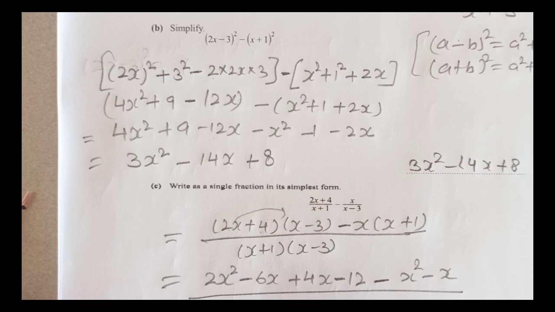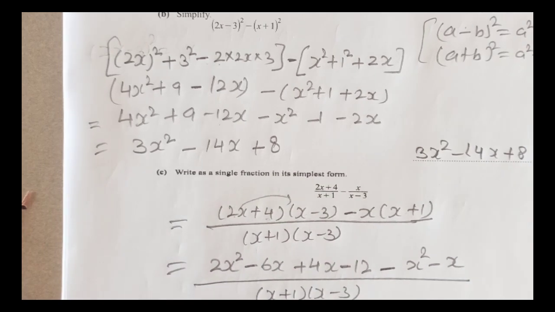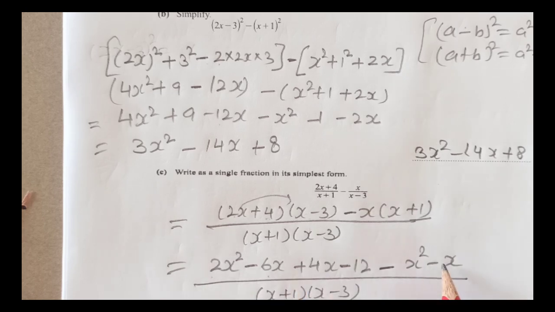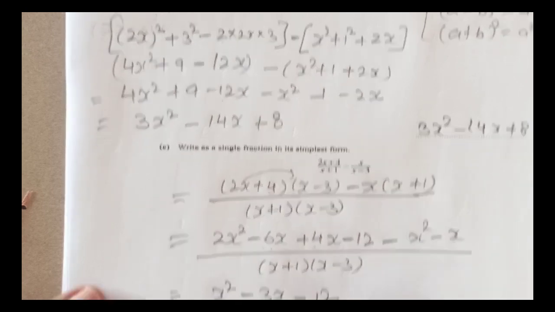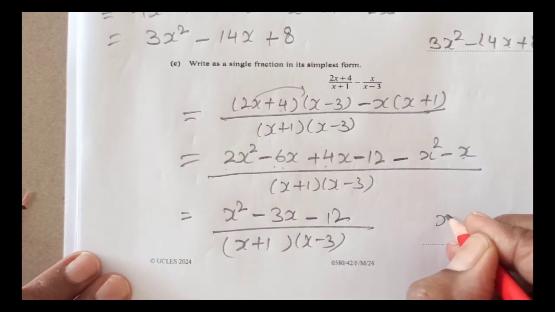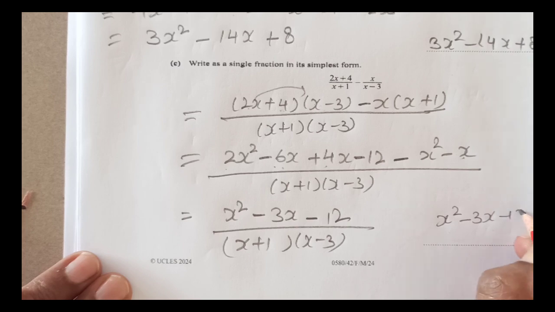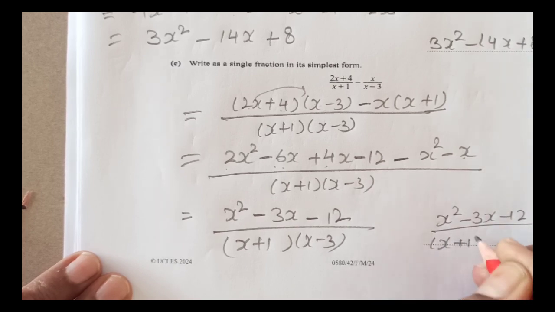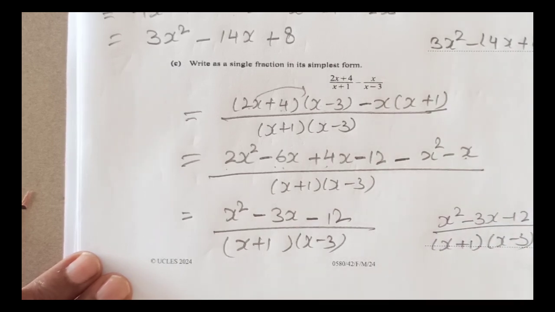Okay, so here we will have x plus 1 and x minus 3 as it is, right? So now 2x squared minus x squared is x squared, then 6x minus x is 7x, 7x minus 4 will be 3, negative 3x, and then we have minus 12. So we have x plus 1 and x minus 3. That will be our final answer: x squared minus 3x minus 12 over x plus 1 and x minus 3.